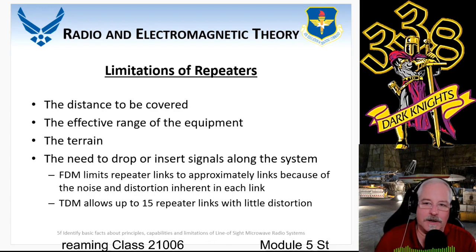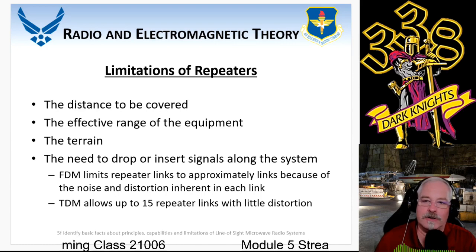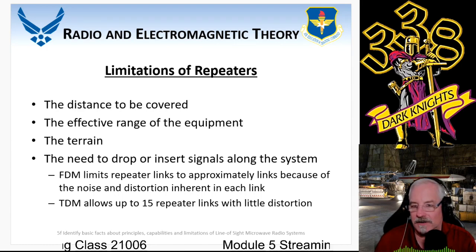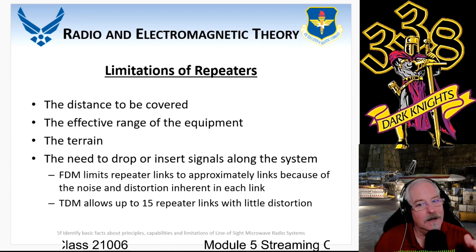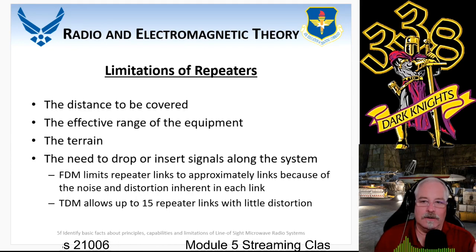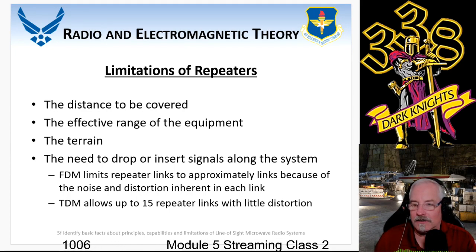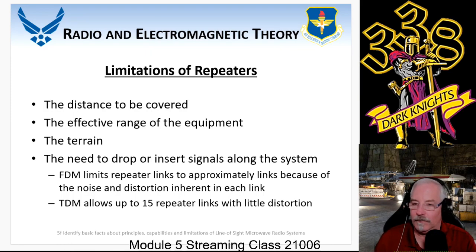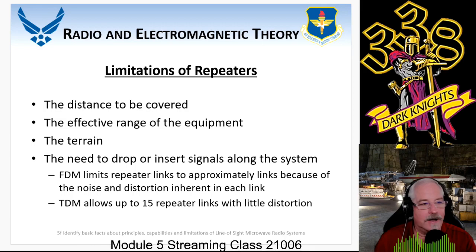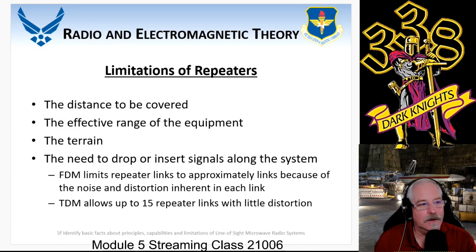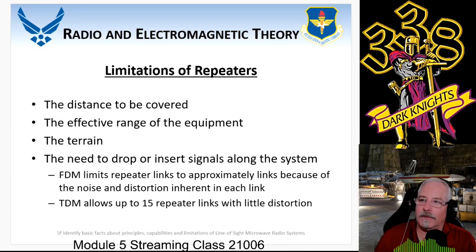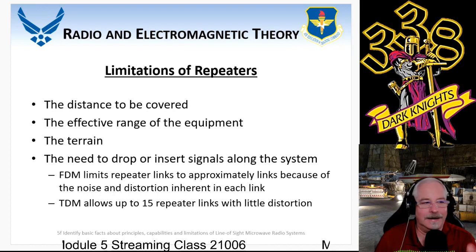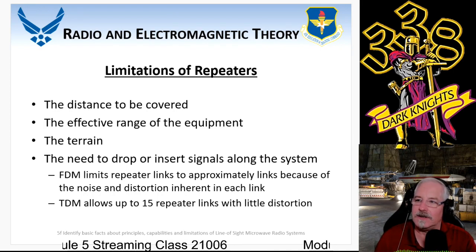Obviously, you would want the repeaters in an area where you can retransmit and get the furthest distance. But then again, what is it you're trying to do? Are you looking at microwave line of sight? Obviously. So what do you need to do in order for that to happen? So let's take a look at the need to drop or insert signals along the way. Again, there's that FDM versus TDM.